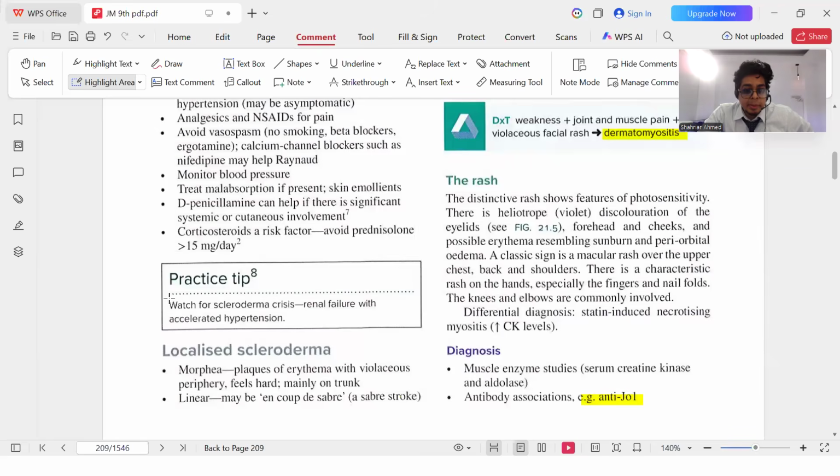All right. Here's a special tip because practice tips are more important now for AMC. Watch for scleroderma crisis. In that case, there can be even renal failure with hypertension. Very interesting.